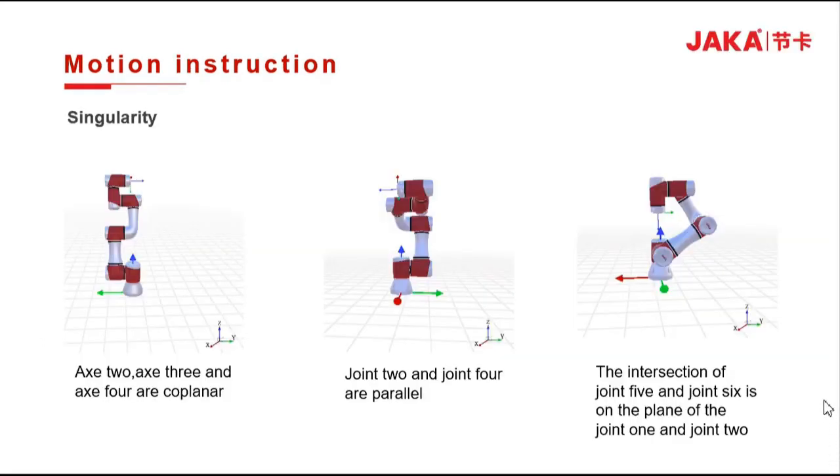The Jaka robot has three singular point positions. The first one is the shoulder joint singular point. The intersection of the 5 and 6 axes of the joint lies in the plane formed by the 1 and 2 axes. The second is the singular point of the elbow. The 2, 3 and 4 joints of the robot are coplanar. That is, the robot's big arm and forearm are almost collinear. The third singularity position is when the joints are parallel to the 4 or 6 joint.